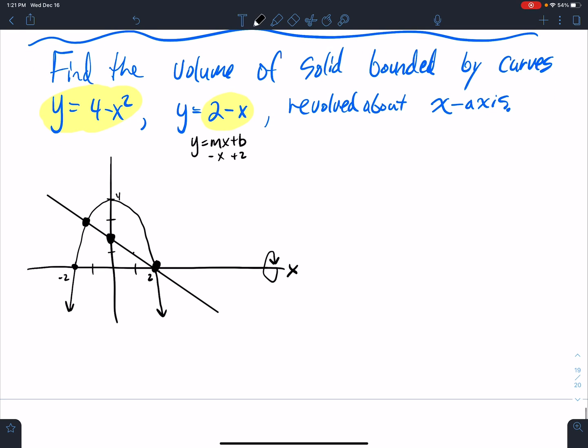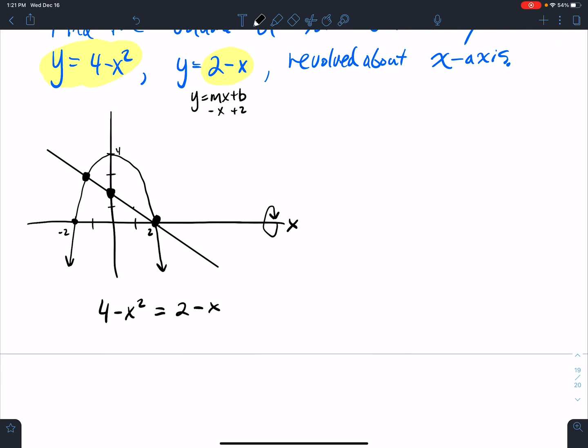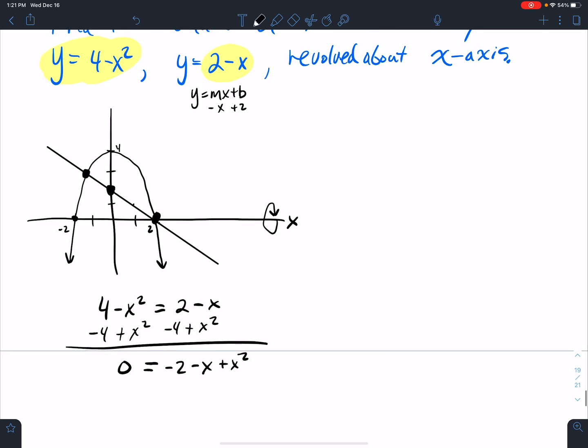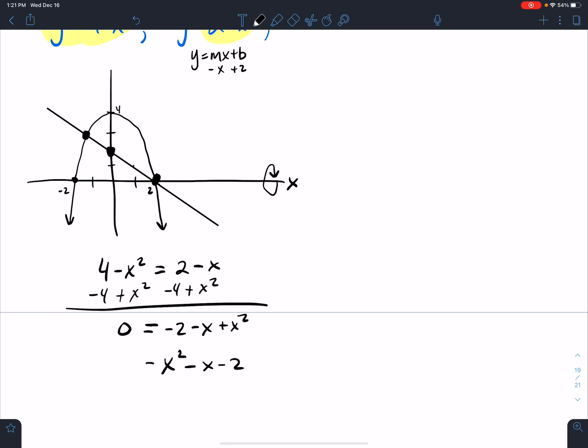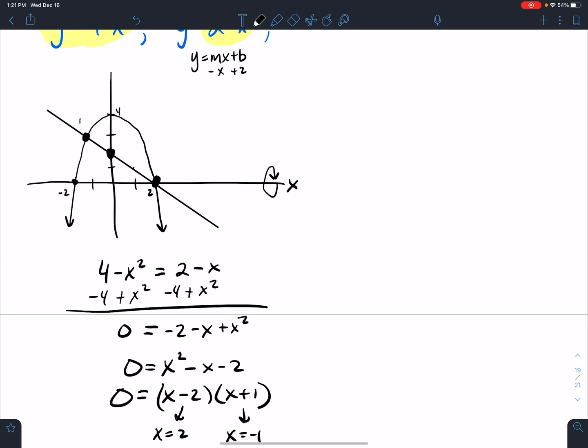To figure out where those intersect, I'm going to set them equal to each other. So 4 minus x squared equals 2 minus x. All right. I'm going to move the x squared over because I like to have my x squared terms positive. I'm going to move the negative 4, negative 4. So I have 0 equals negative 2 minus x plus x squared. So x squared minus x minus 2 factors, I believe, to (x minus 2)(x plus 1). Right? Go to the factoring video if you're having trouble with that. So x equals 2 and x equals negative 1 are my intercepts.